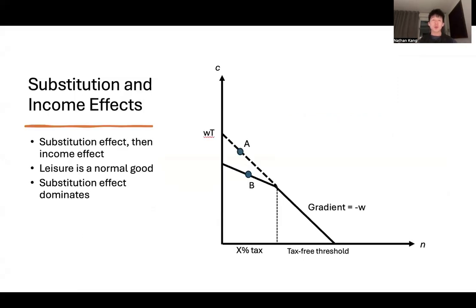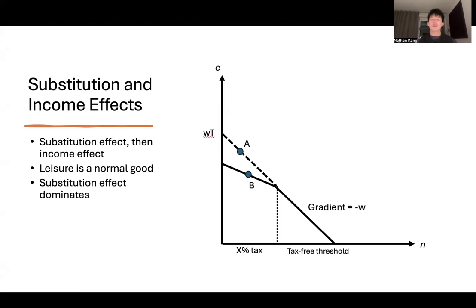Let's understand the substitution and income effects that are present here as well. So let's say initially we are in a tax-free world and our worker is at point A, right? Because the gradient of this line is negative W. But let's say that, as we just showed in our previous model, there's an X% tax rate, so the gradient of the budget line decreases. The net effect is shown by the worker going from A to B. But this effect is comprised of the substitution and the income effect.